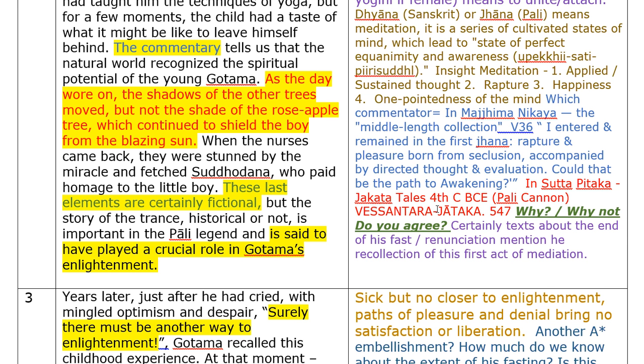Right, okay, well, the story of the trance is important as we go on in the Pali legend, and is said to have played a crucial role in Gautama's enlightenment. Certainly the text about the end of his fast, his renunciation, mentions his recollection of this first act of meditation in the Jataka tale. And it was the remembrance of this, we know, that then moved him away from fasting, extreme asceticism, through to meditation. Okay, keep listening, and we'll do a video on section 3.